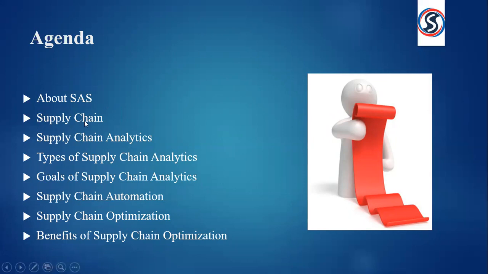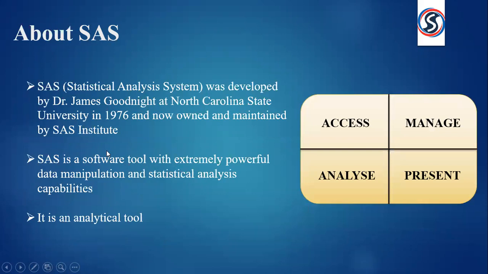Then what is the supply chain or supply efficiency? Then supply chain analytics, the types of supply chain analytics, then the goals, then what is supply chain automation, what is its optimization, and what are its benefits. In this complete topic, we are going to discuss first the description of supply efficiency and optimization, then how SAS helps in increasing the efficiency. Fine, so let's start with the SAS introduction.